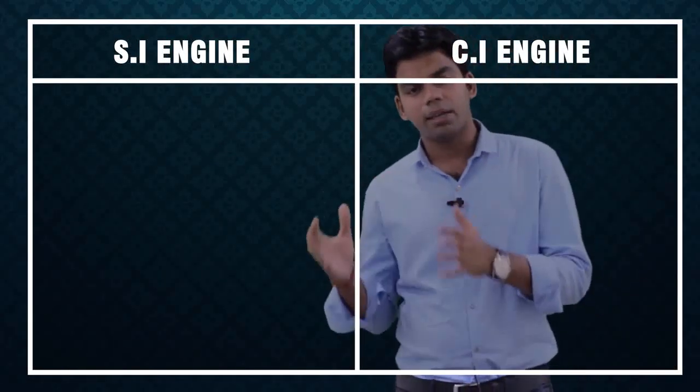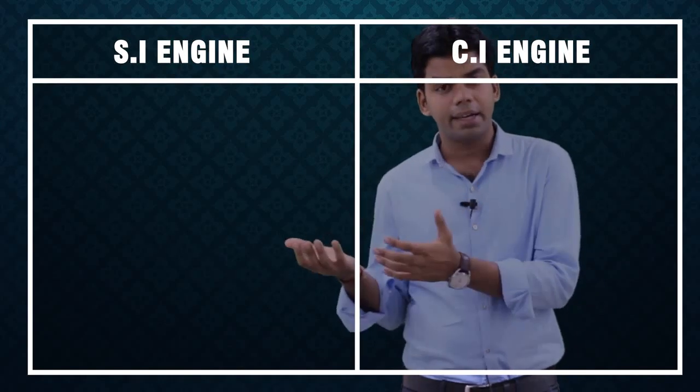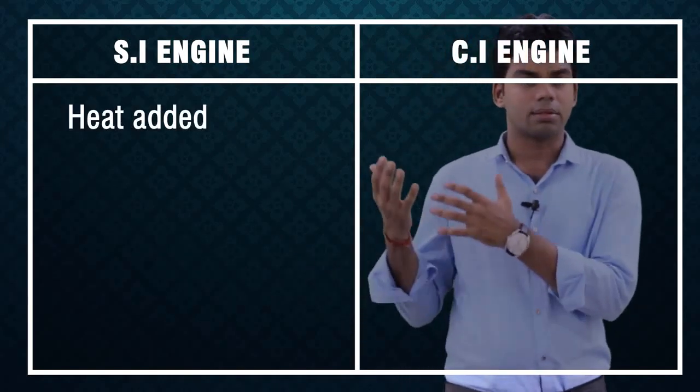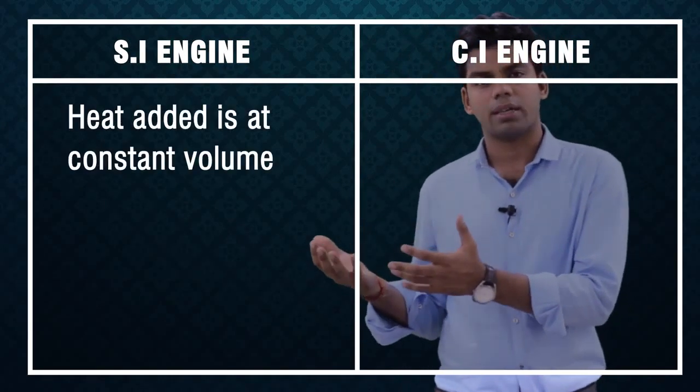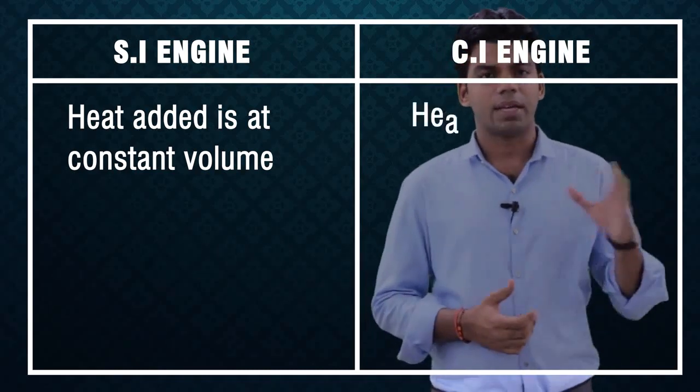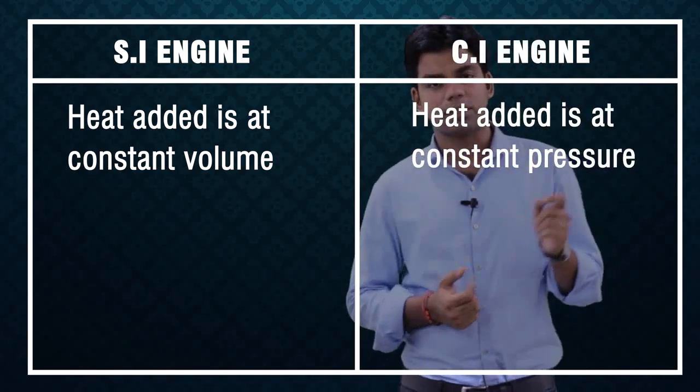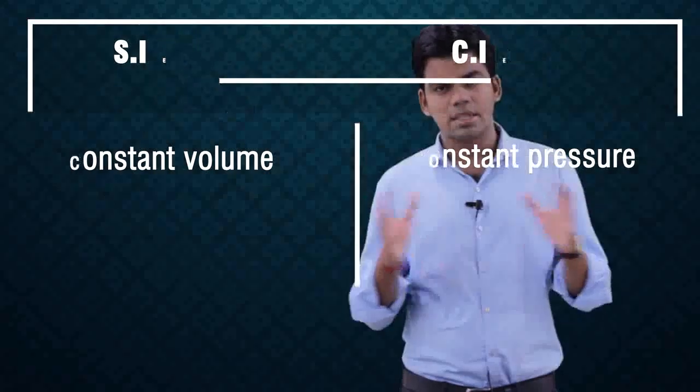And last, again a very important difference: heat added in the Otto cycle is at constant volume, whereas heat added in the diesel cycle is at constant pressure. Okay, so these are the differences, out of which the very important difference, as I told you, is that in SI engine we have a spark plug, but in CI engine we do not have the spark plug and carburetor. So how does the CI engine function? Because we have 4 strokes.